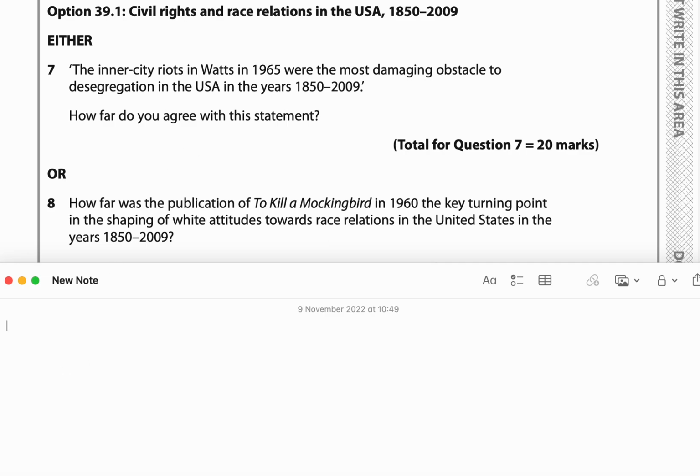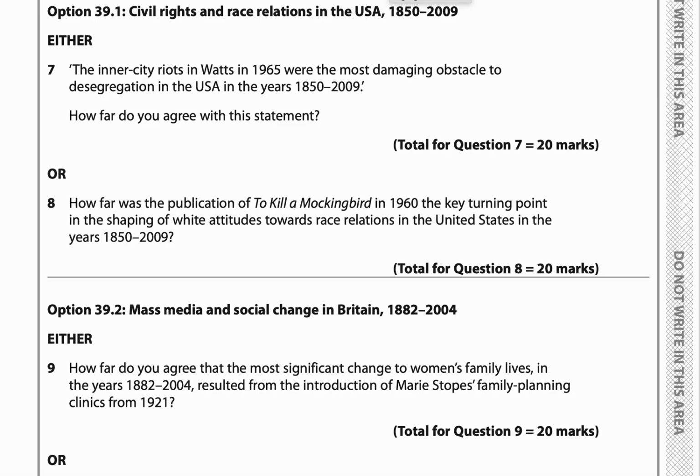So the first question, question 7, is the question on topic 6, which is about the change in geography. And the question is this: the inner city riots in Watts in 1965 were the most damaging obstacle to desegregation in the USA in the years 1850 to 2009? So I'll talk about this question in a second, but let's just go through it as we would as normal. So the inner city riots in Watts, that's the factor. And it's saying, are they the most damaging obstacle to desegregation in the USA? So we're talking about obstacles to desegregation, things that stood in the way of desegregation.